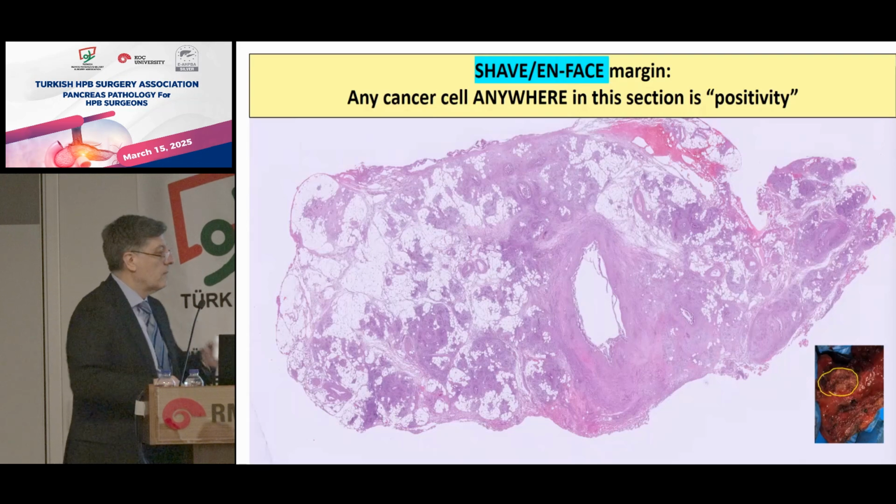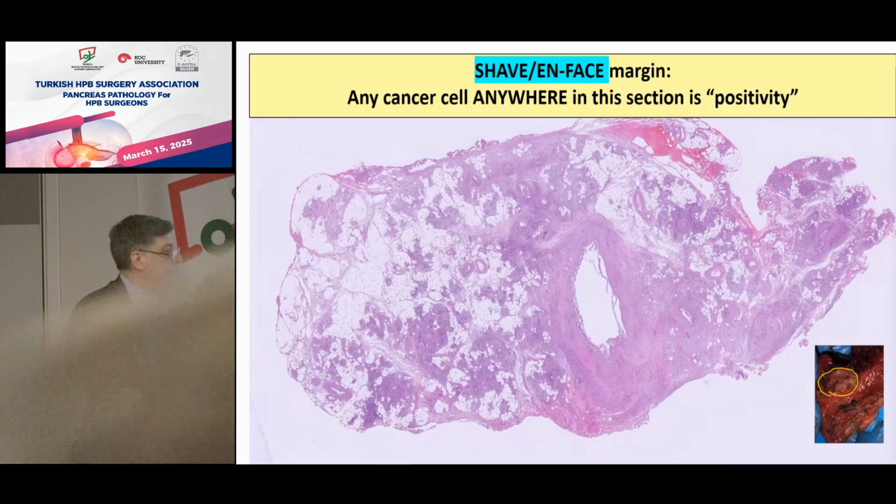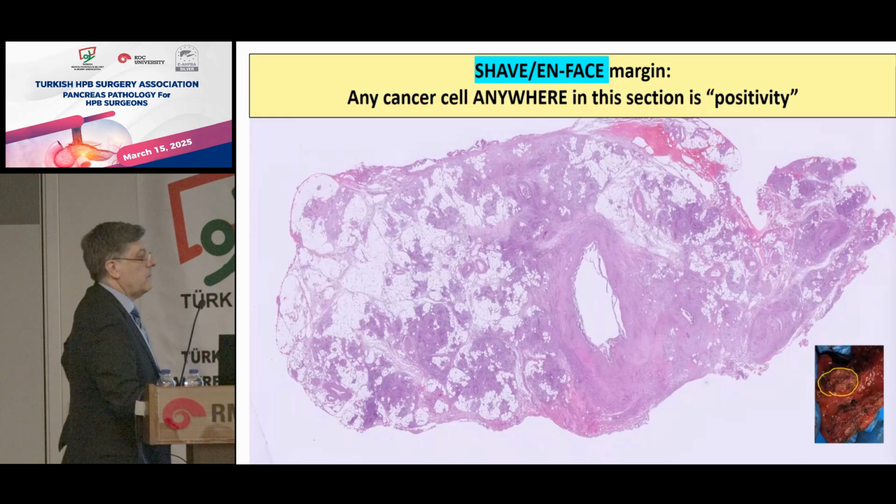Can I ask a quick question? During operation, while we transect the pancreatic neck, we can send frozen section analysis in two different ways. We can cut a slice from the neck and send it to you while we are going on with the dissection.